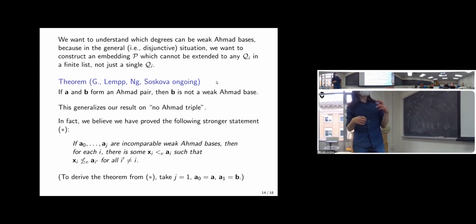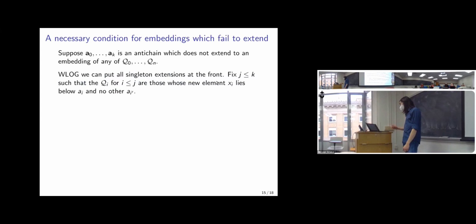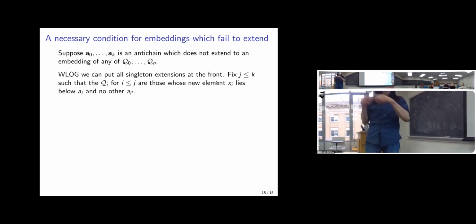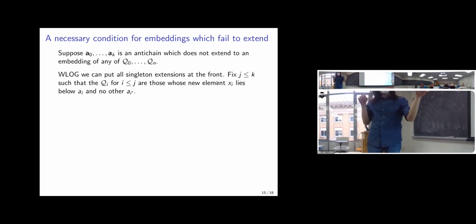The question now is, star, I claim, is going to help us give some useful necessary condition for embeddings to fail to extend. And here's how. So suppose that we have some anti-chain of degrees A0 to AK, which fails to extend to any of Q0 ... Qn. Now, just for ease of notation, for Q0 ... Qn, some of them are singleton extensions, maybe, right? So we just put all of them at the front. So the singleton extensions come first.